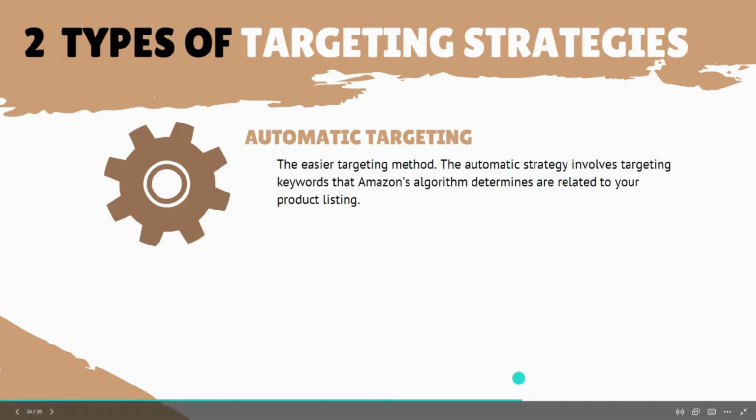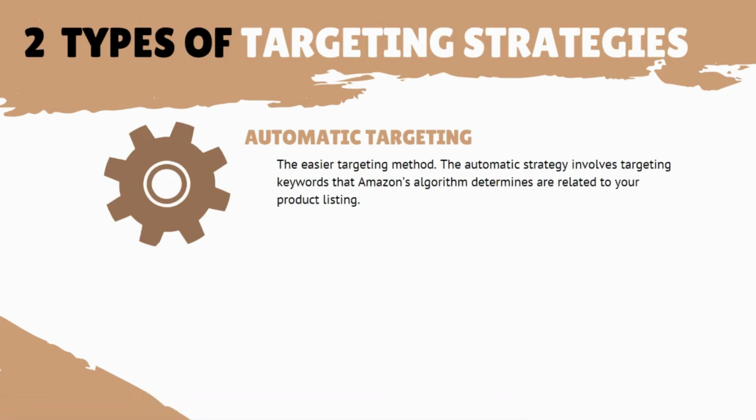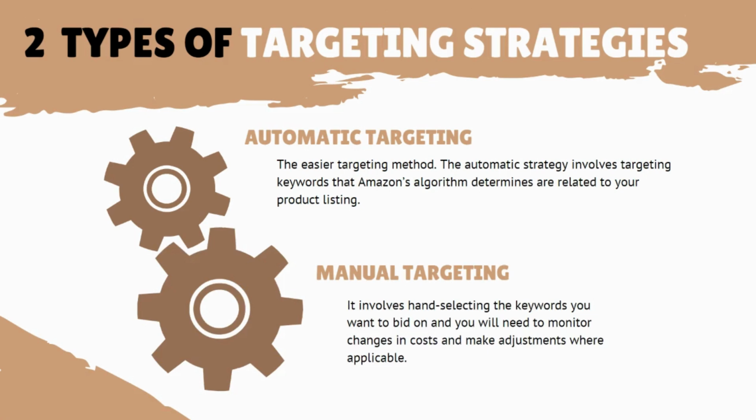So we do have the automatic targeting. So the easier targeting method. The automatic strategy involves targeting keywords that the Amazon algorithm determines are related to your product listing. Next is manual targeting. It involves hand selecting the keywords you want to bid on, and you will need to monitor changes in cost and make adjustments where applicable.